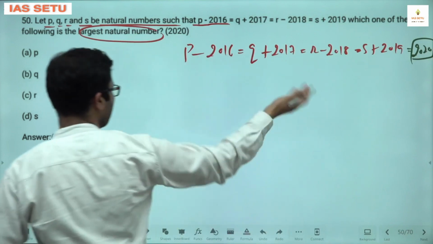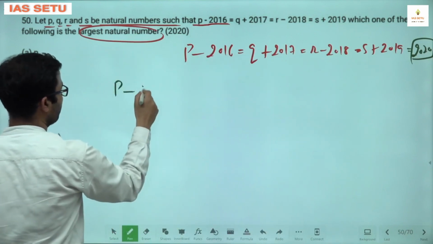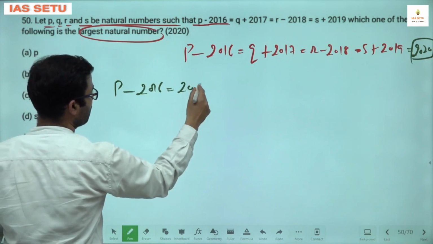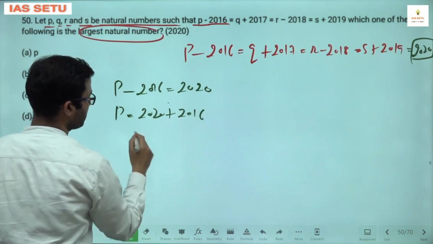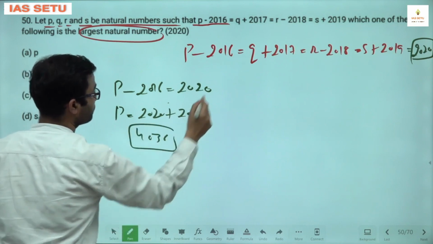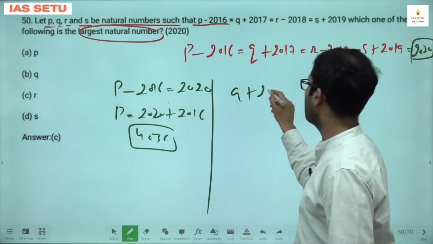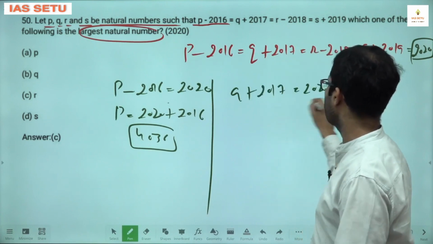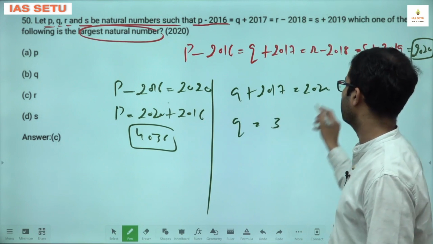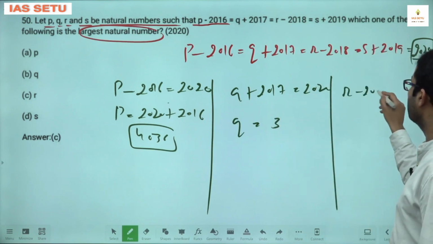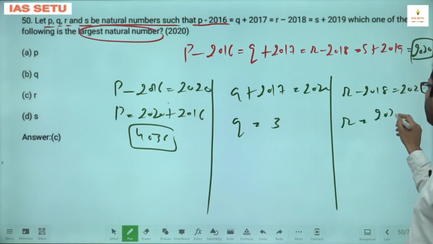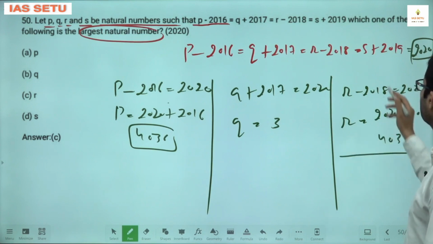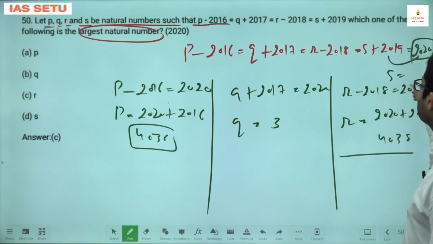I assume that. You can take 4000, 5000, doesn't matter. P minus 2016 is 2020. Take that side, so P will be 2020 plus 2016, 4036. Q plus 2017 is equal to 2020, so you have to subtract. So Q will be 3. R minus 2018 is equal to 2020. You take other side, R will be 2020 plus 2018, this is 4038. Value of S is coming 1.